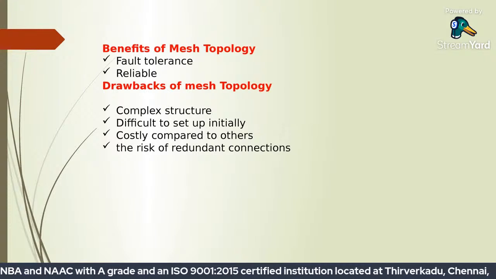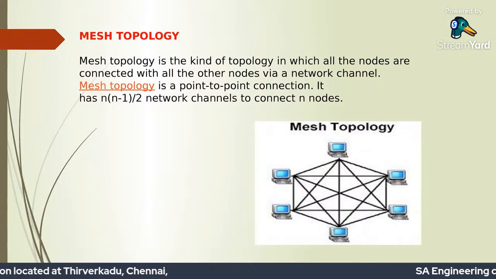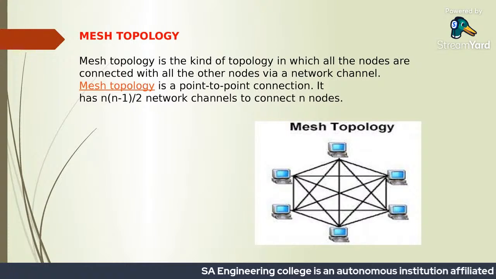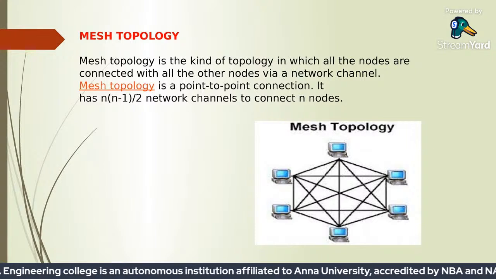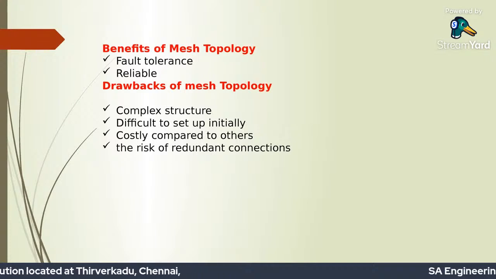And benefits of mesh topology: fault tolerance and reliability. Fault tolerance means, let us consider a scenario. If this device wants to send data to this device, but the connection fails, it has many ways to send the data to the destination. It will move to the fourth device, and with it send the data to the destination device. There are many other ways to send the data to the destination device if the direct connection fails. That is the major advantage of using a mesh topology.